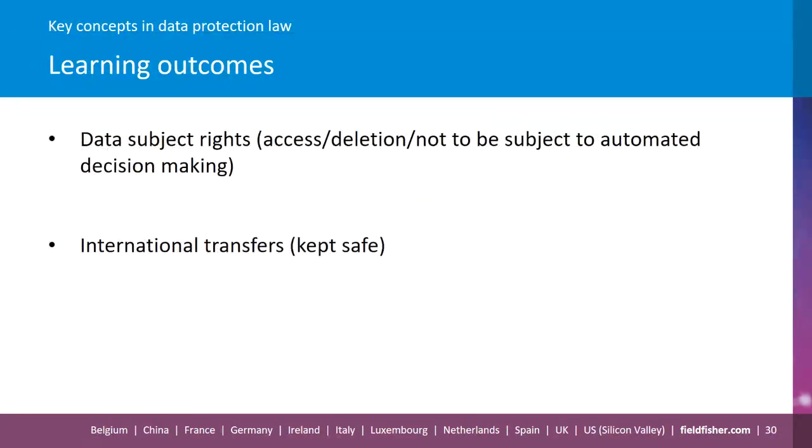And then we talked about what rights data protection law confers on individuals, on data subjects. So the right to access their data, the right in certain circumstances to have their data deleted, and the right not to be subject to automated decisions about important things in their life. And finally, we talked about international transfers of data, how even when data is sent across borders, it should still be kept safe, respect those protections that data protection law confers.